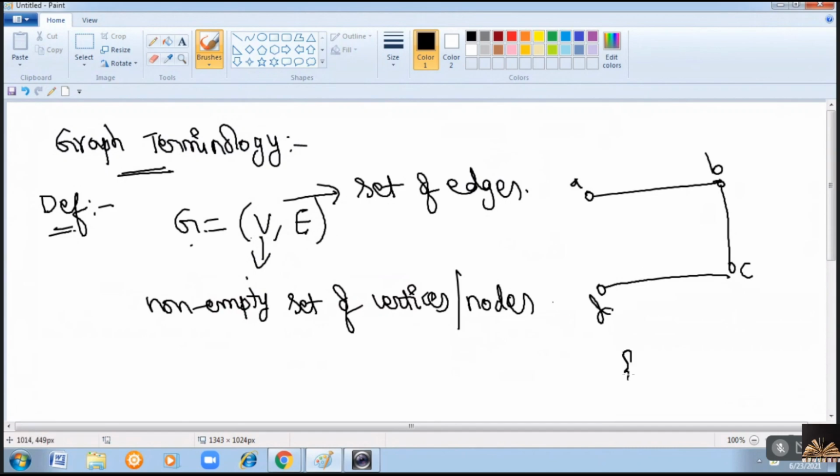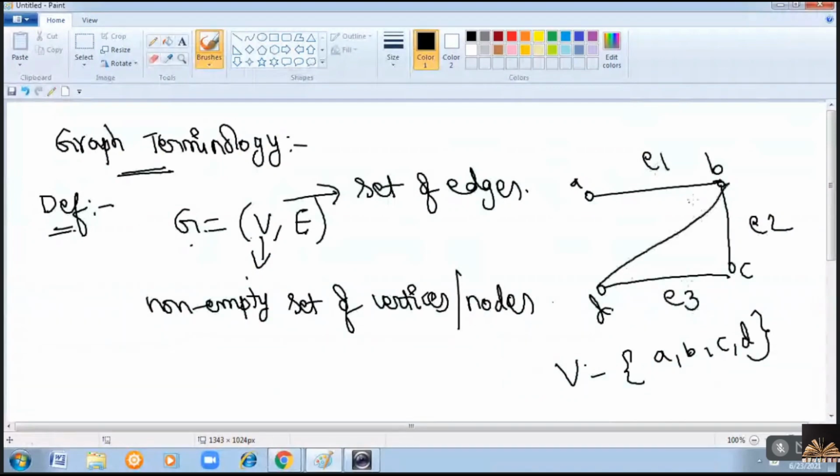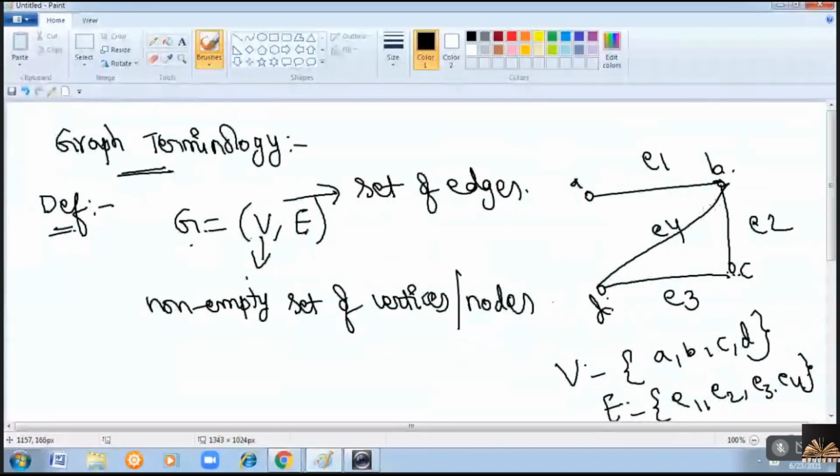Here, what are the vertices? The set of vertices is A, B, C, D. Let us suppose these are E1, E2, E3, E4. Now what is the set of edges? The set of edges is E1, E2, E3, E4. E1 is from A to B, E2 is from B to C, E3 from C to D, E4 from B to D. These are the edges.